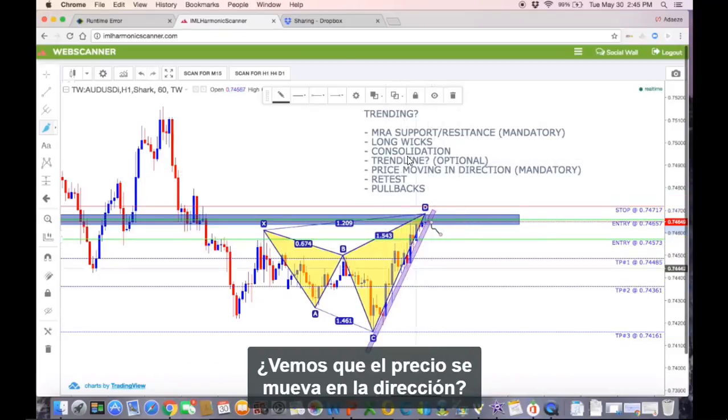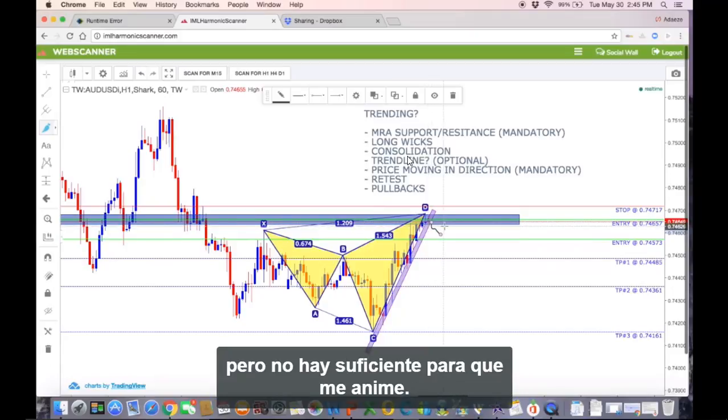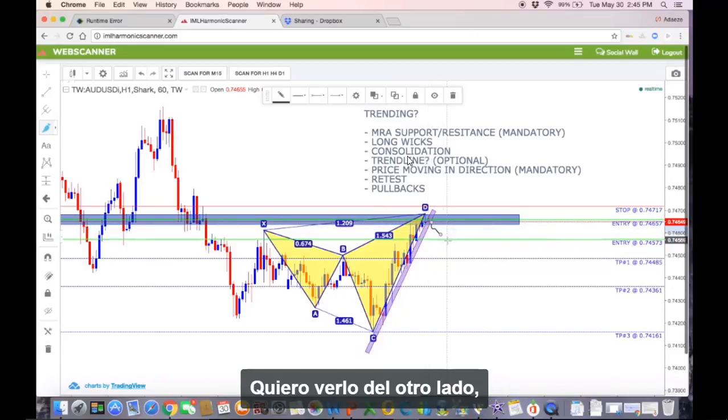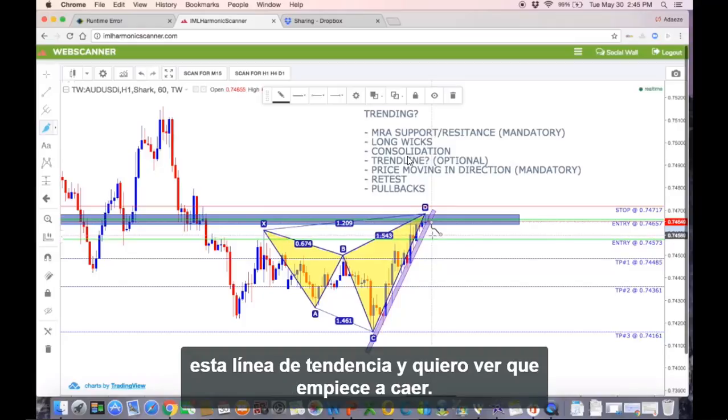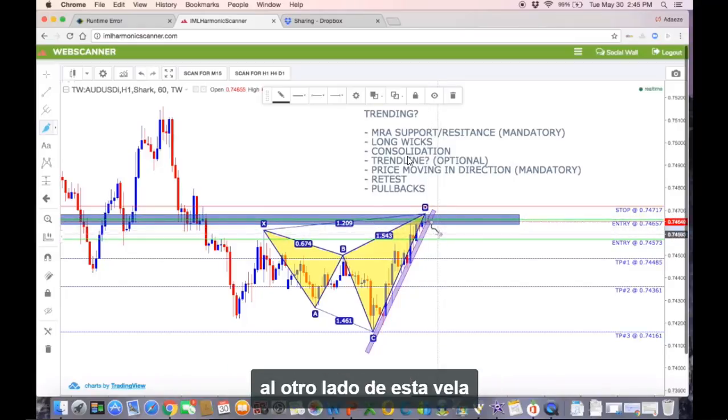Do we see price moving in the direction? We see a candle thinking about it, but that's not enough for me to get excited. I want to see it get on the other side of the trend line, and I want to see it start to fall. I also want to see a retest where maybe it gets on the other side of this candle and then tries to go back up like we saw in the other one. All right, so as of right now, this one is not ready.